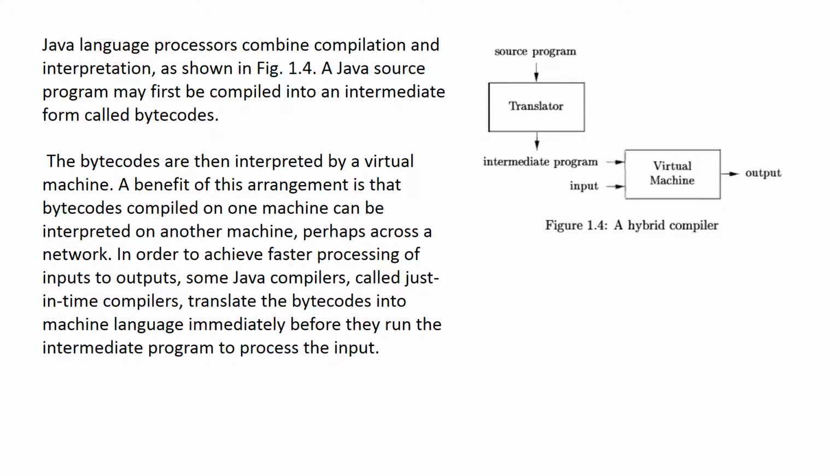A Java language processor combines compilation and interpretation, as shown in the figure. A Java source program may first be compiled into an intermediate form called bytecodes. The bytecodes are then interpreted by a virtual machine. A benefit of this arrangement is that bytecodes compiled on one machine can be interpreted on another machine, perhaps across a network. In order to achieve faster processing of inputs to outputs, some Java compilers, called just-in-time compilers, translate the bytecodes into machine language immediately before they run the intermediate program to process the input.